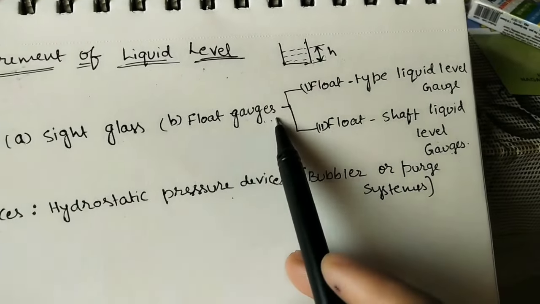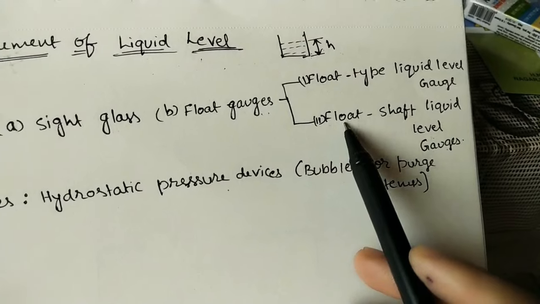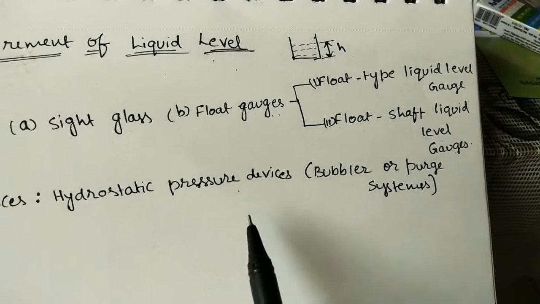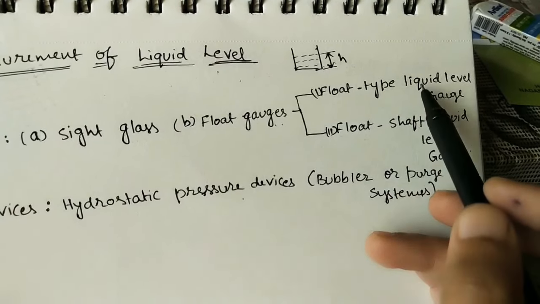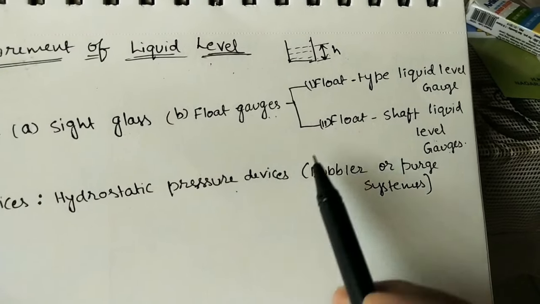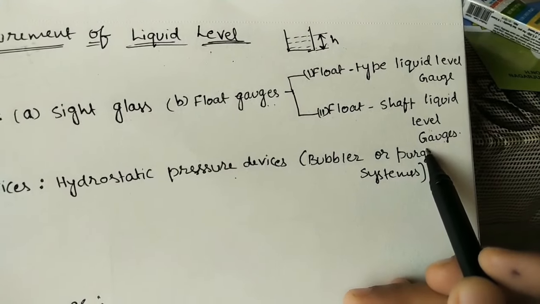In float gauges again there are two types, float type liquid level gauge and second one is float shaft liquid level gauge. This lecture also I did previously. Please check it. In this class, we will discuss about this gauge, that is float shaft liquid level gauge.